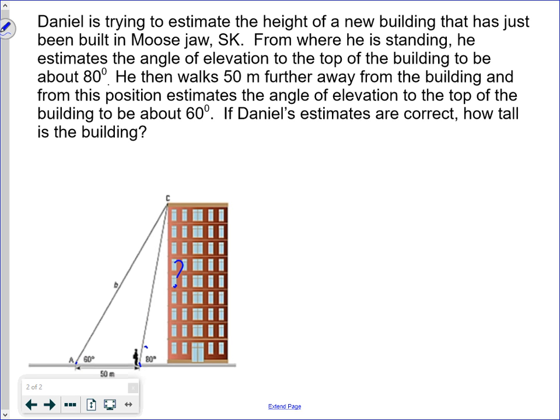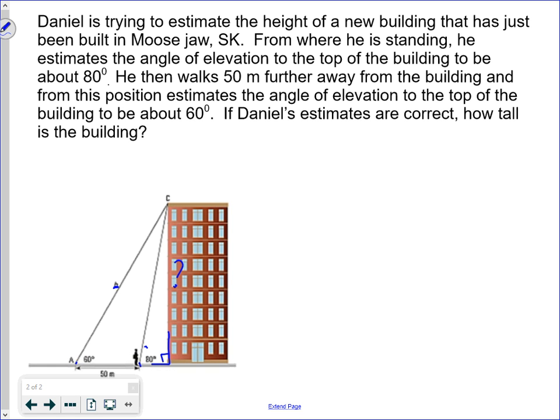So this is going to be a two-step problem. We are going to calculate a couple of the angles, and then we're going to calculate the side length for B. Once we're finished that, then we can use our primary trig ratios with a 90-degree angle that is formed by the building and the ground to find the height of the building. So in this triangle that has a 60-degree angle, we can calculate the other two angles.